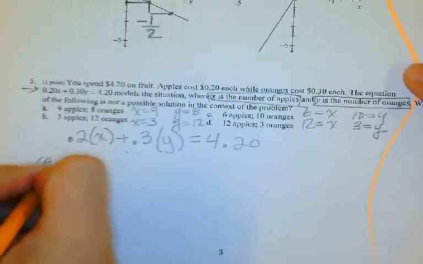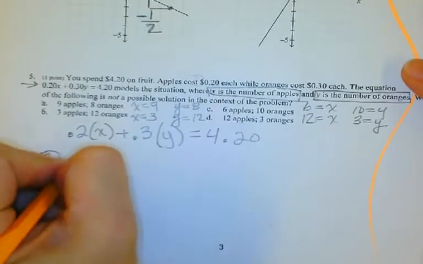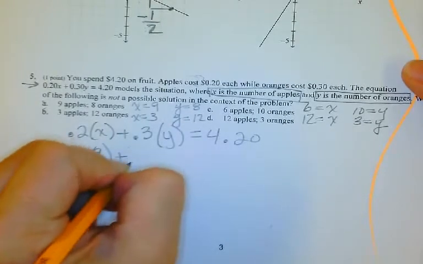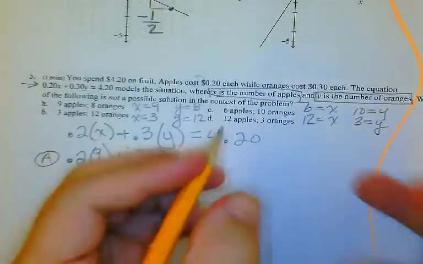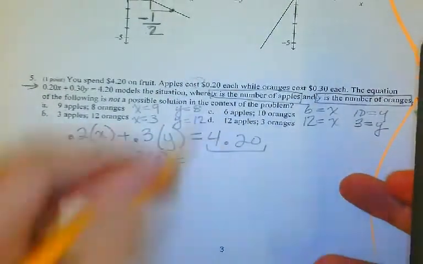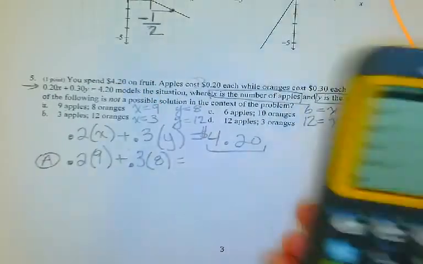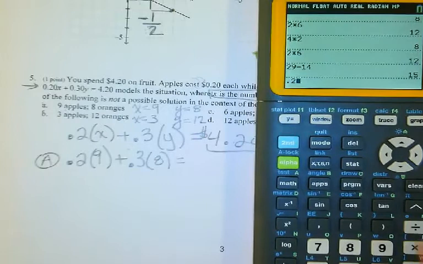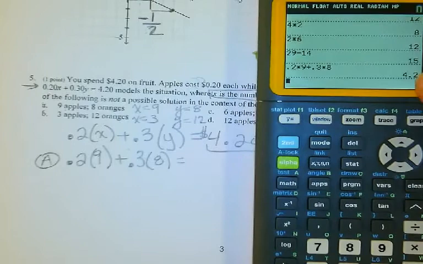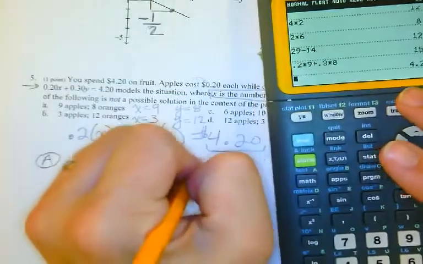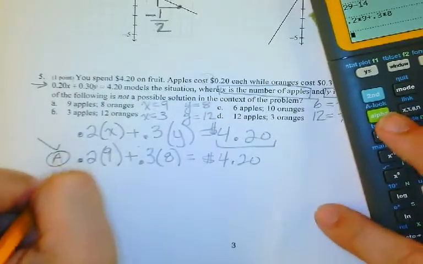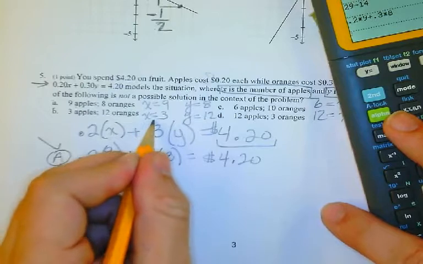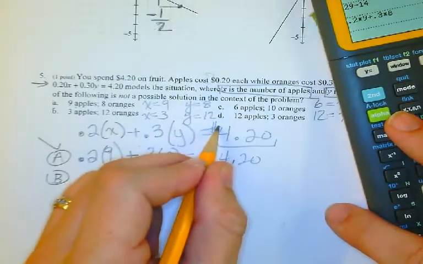So for answer A, we've got 0.2 times 9 plus 0.3 times 8. And we're hoping it matches this $4.20. So I put in 0.2 times 9 plus 0.3 times 8, and I get $4.20. So A is good for me. Let's talk about B. B has X of 3 and Y of 12.